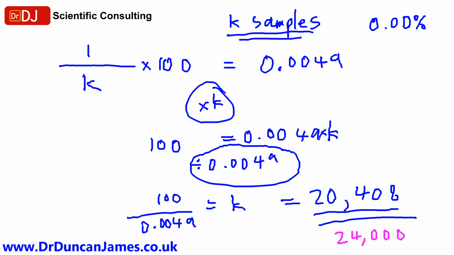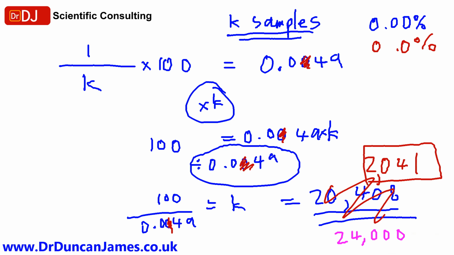Let's just do one more thing. Suppose you wanted it to be 0.0% only. Let's just change all these numbers. In that case, you only need 0.049, because that will round correctly. And then we're only dividing by 0.049, and then that becomes 2041. Don't need as many samples if you're not trying to be as accurate.